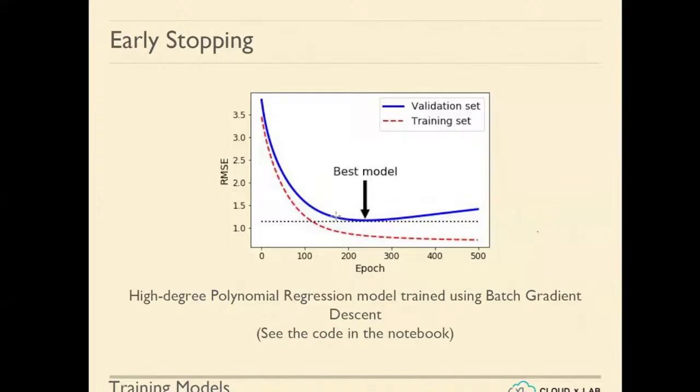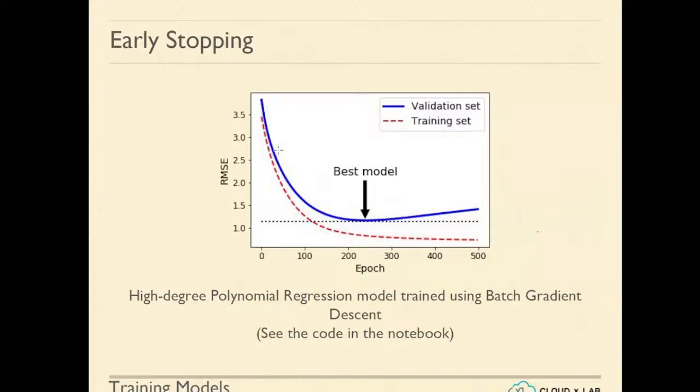If the validation error is not decreasing further, and after a certain epoch starts increasing, then you will stop at that point, and that model is your best model, right? Or what you can do is train your model from 0 to 500 epochs, and in each epoch calculate the validation error, training error, and the corresponding model, right?